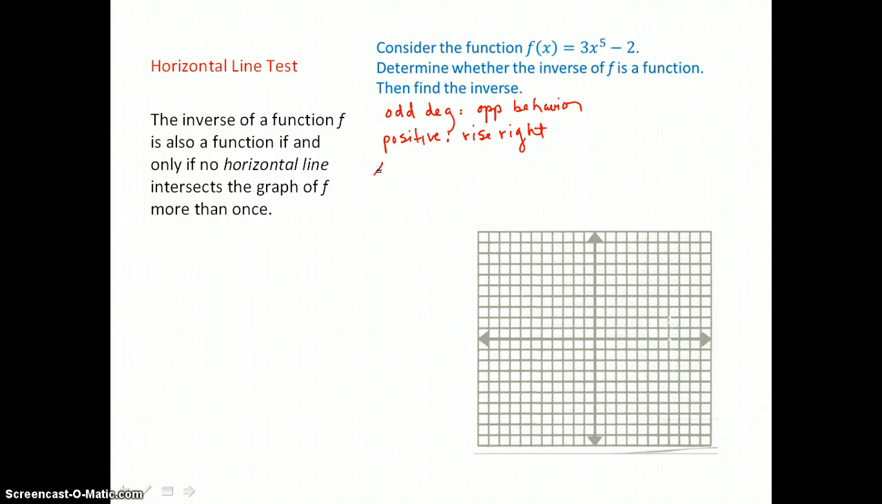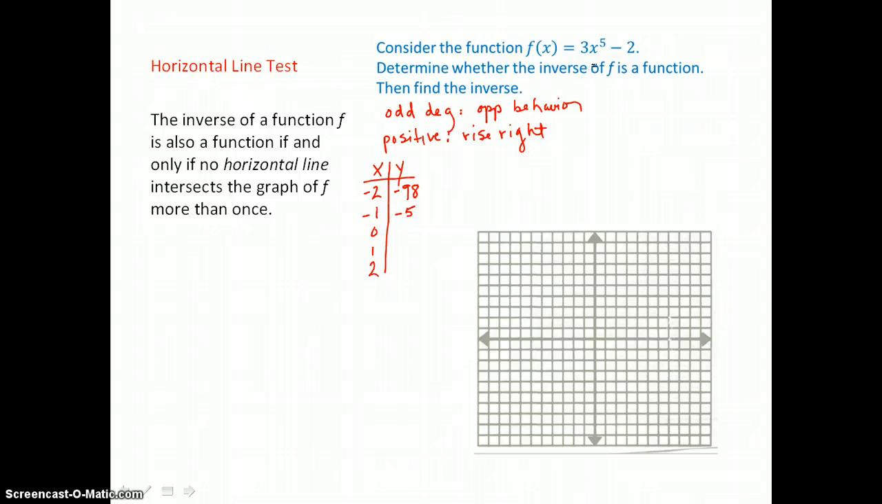So I'll make a table of values to find this curve on the coordinate plane. I'll let x equal -2, -1, 0, 1, and 2. When I let x equal -2 in this function, -2 to the 5th power is -32. -32 times 3 minus 2 is going to give us -98. Now I'll let x equal -1. -1 to the 5th power is -1. -1 times 3 is -3. And -3 minus 2 is -5.